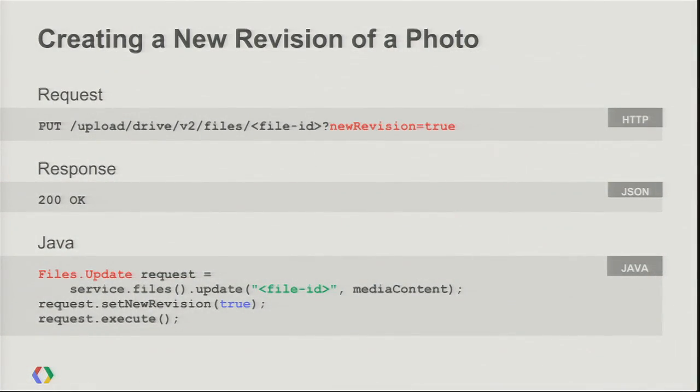So to choose the behavior that you'd like to exhibit, all you have to do is specify this new revision query parameter. So in this case, we've said new revision equals true, and when you update it, you'll get a new revision for that file. You'll be able to list those revisions in the actual web UI that we have. And not only that, but we have a revisions collection, so you'll be able to perform that listing. You'll be able to delete, update, download specific revisions, and be able to get all that history.